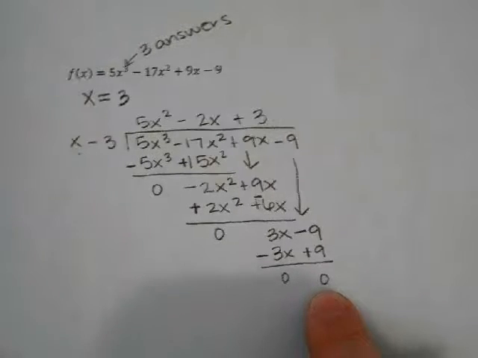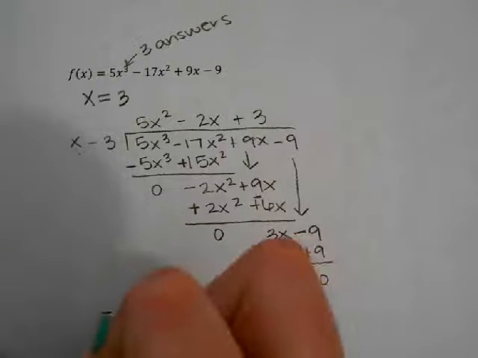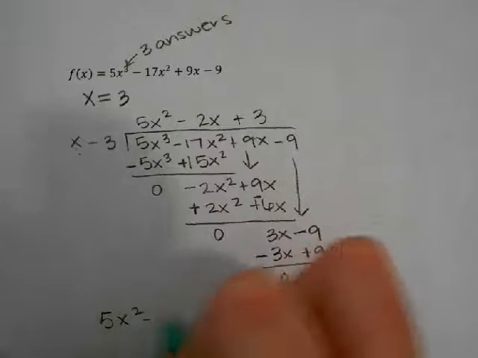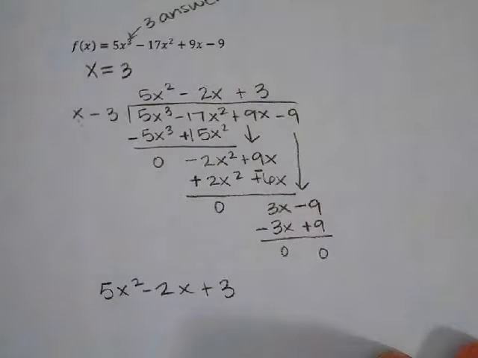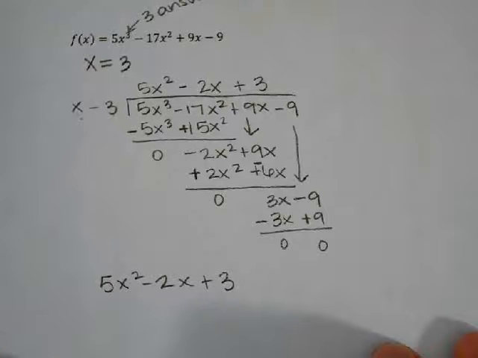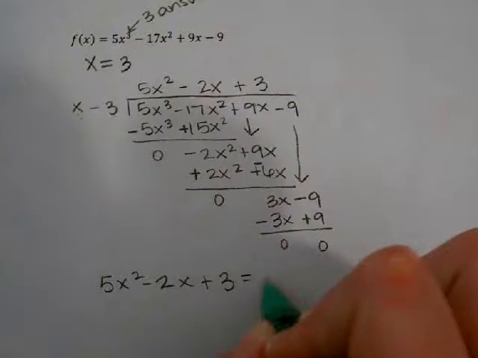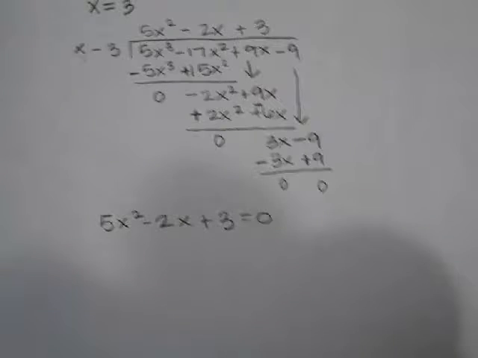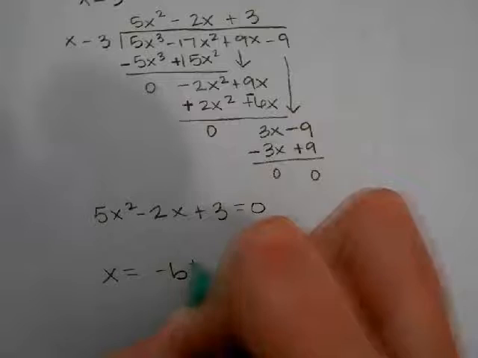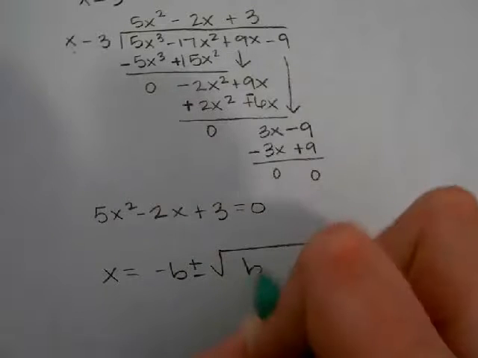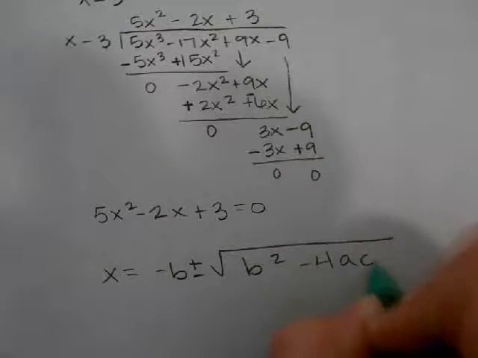Okay, so our answer is 5x squared minus 2x plus 3. Is that the same thing that you guys got, synthetic division people? Same thing? Okay, so now that we have our quadratic, what do we do with that? Quadratic formula. So I'm going to say this is going to equal 0, and I'm going to do the quadratic formula with it. So my quadratic formula is x equals negative b plus or minus square root b squared minus 4ac, all divided by 2a.